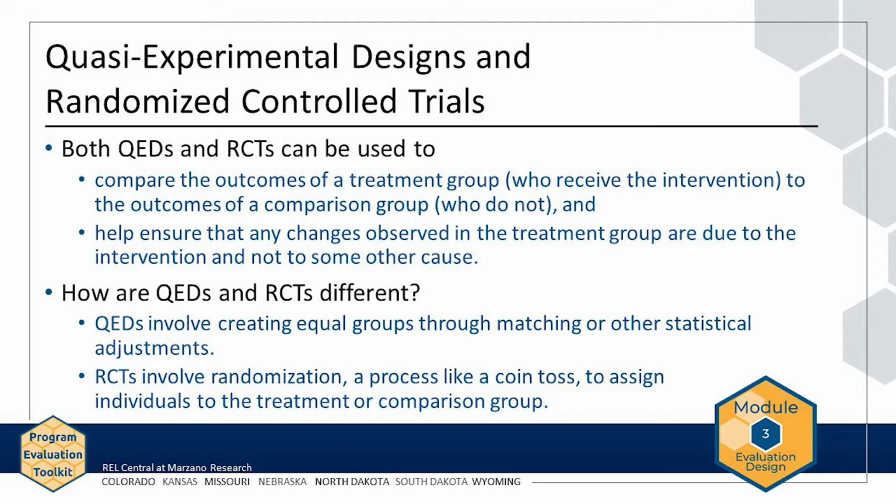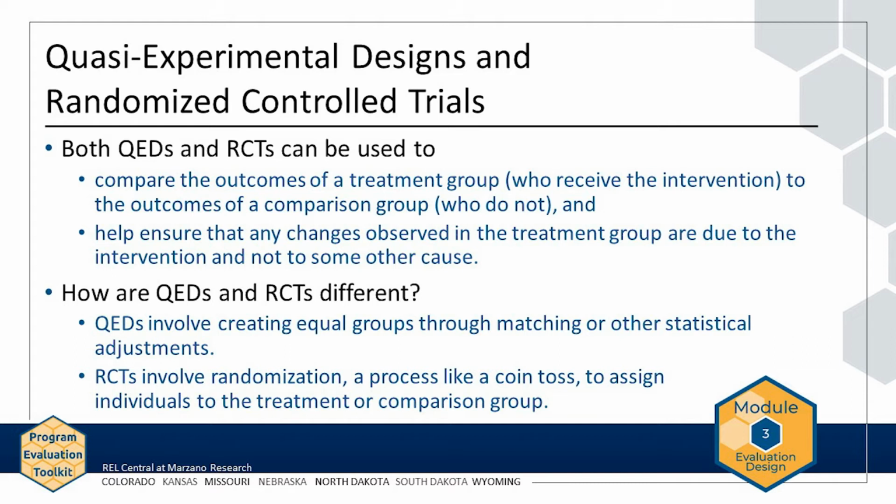Including a comparison group helps ensure that any changes observed in the treatment group are actually due to the intervention and not to some other cause. In QEDs, individuals are not randomly assigned to groups because of ethical, practical, or other constraints. For example, the AMMP funder may require that all students interested in the program be allowed to participate. Because there may be systematic differences between students who participate in the program and those who don't, QEDs use matching or other statistical adjustments to create treatment and comparison groups that are as similar as possible to one another.